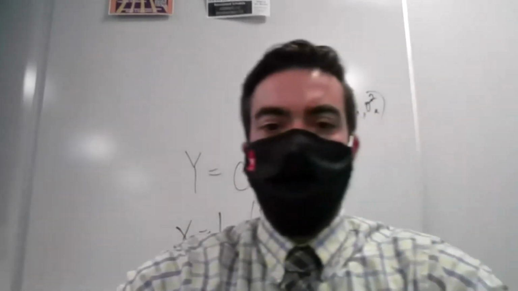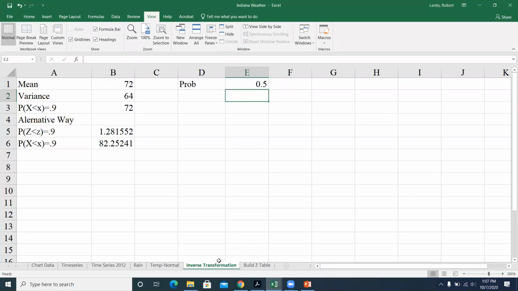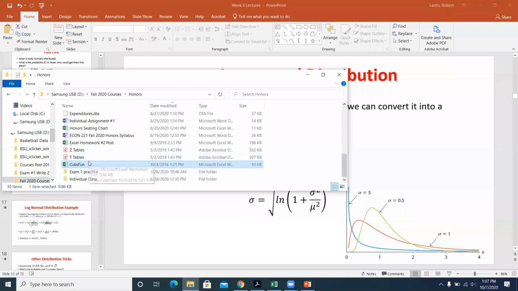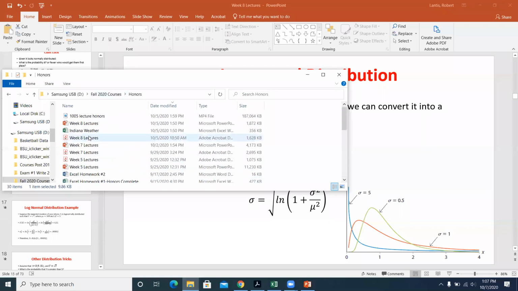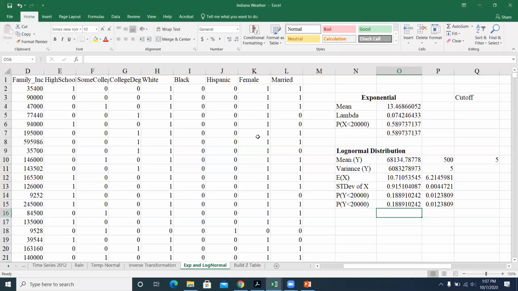So let's go here in Excel at that Indiana weather data set. Oh, actually, this is the wrong file. This is from my other class. You guys are lucky. I don't make them do that. Just you guys. So where's that Indiana? There we go. All right. So EXP and log normal.